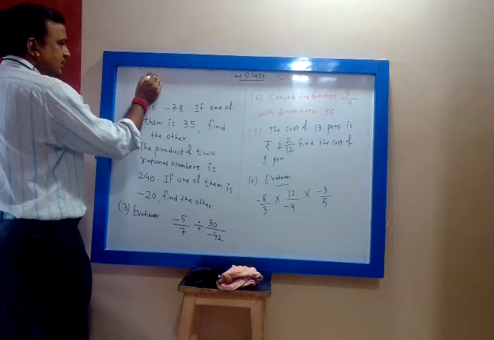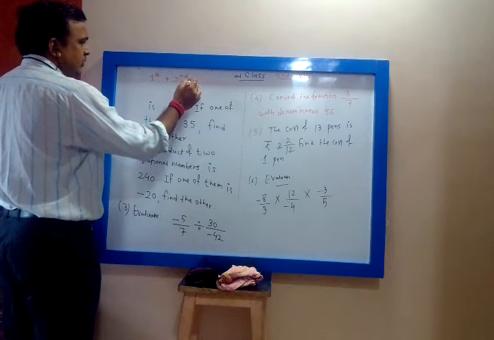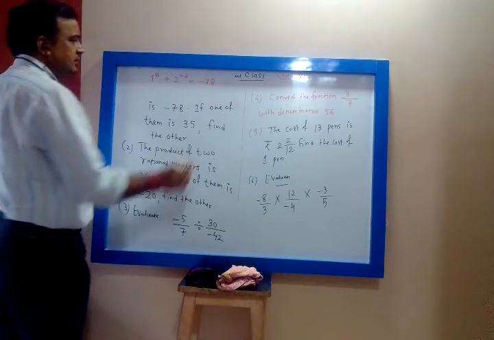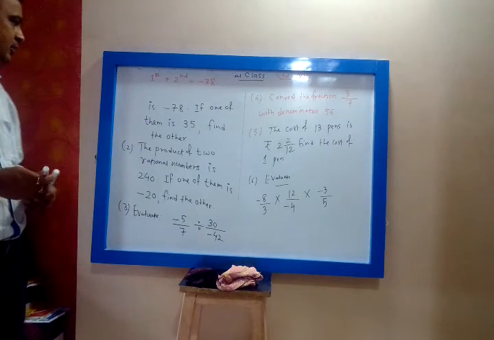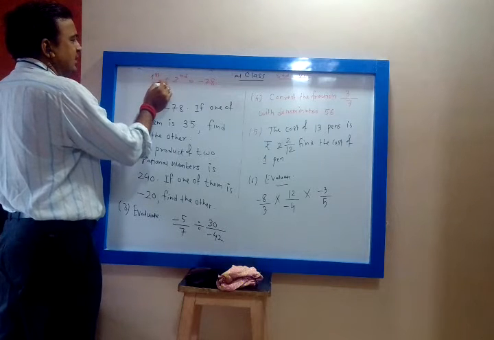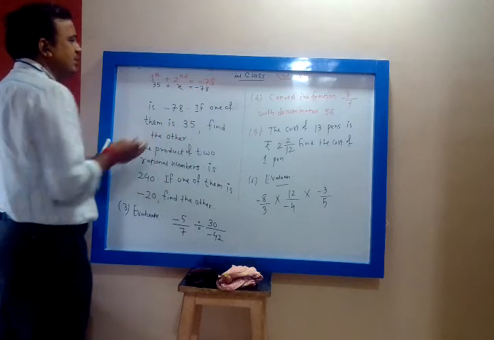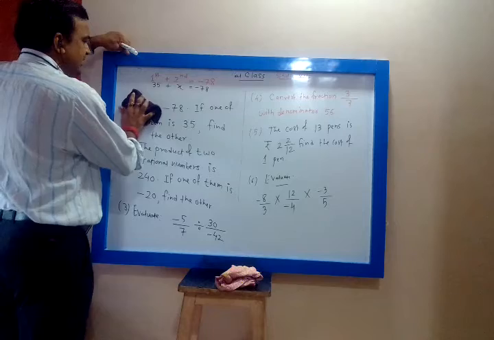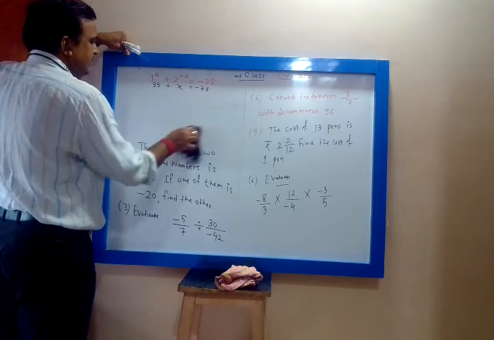First integer plus second integer. What do you mean by sum? Sum means plus. It is minus 78. So first integer plus second integer is minus 78. Now one of them is 35. So first integer is 35. Find the other. Other we consider x. That is minus 78. So what is that equation? 35 plus x is equal to minus 78.